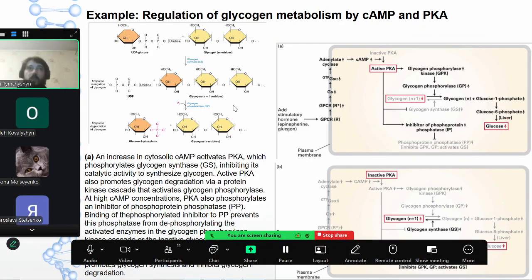Good. Here is an example of regulation of glycogen metabolism by cAMP and protein kinase A. Here you see these formulae, how glycogen is synthesized. You have UDP-glucose, so-called activated glucose, that's a glucose with attached phosphouridine. And you have some already synthesized glycogen, and you attach the glucose to the growing chain of the glycogen.